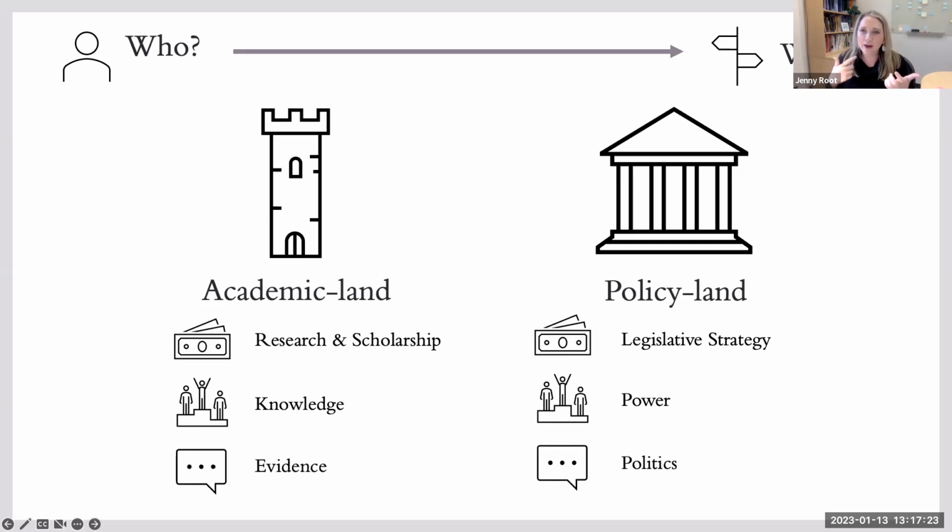And then what is it that we talk about? What language are we using? It's evidence and our own jargon within this space, versus thinking about the politics of things and who's in power, who wants to be, and what the different priorities are.